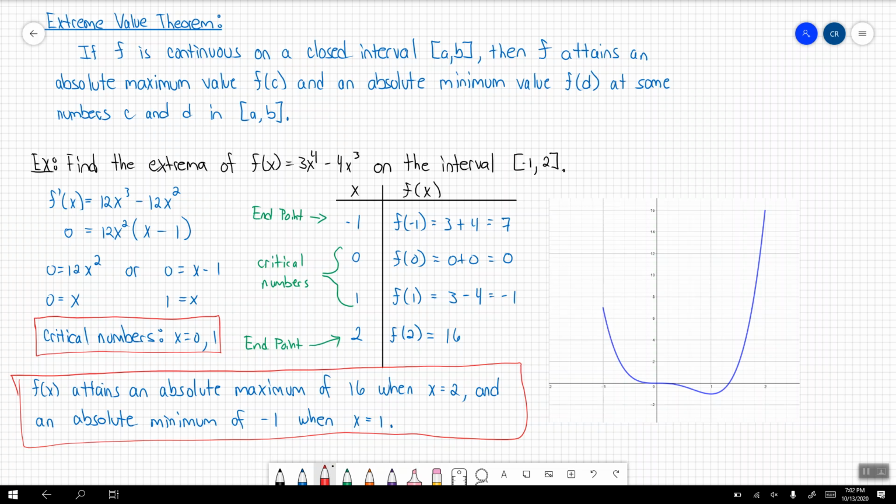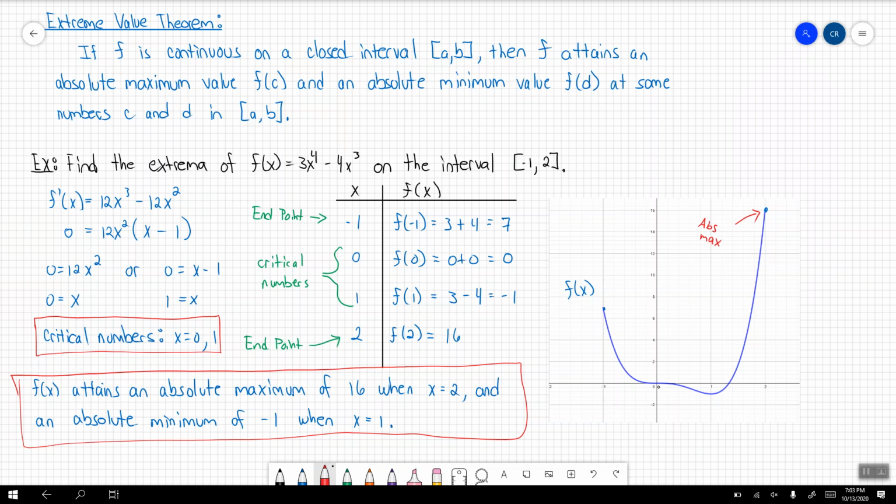All right, so here's the depiction of that function. This is the function that we're given here, our function f of x, which is 3x to the fourth minus 4x cubed, bounded by the interval -1 to 2. And you're going to see here that we do have an absolute maximum. That absolute maximum is occurring exactly where we found it, at 16, when x is equal to 2. So that was your absolute maximum.